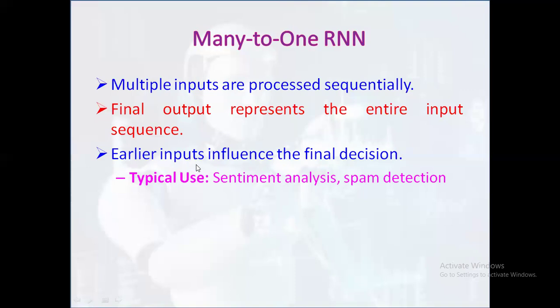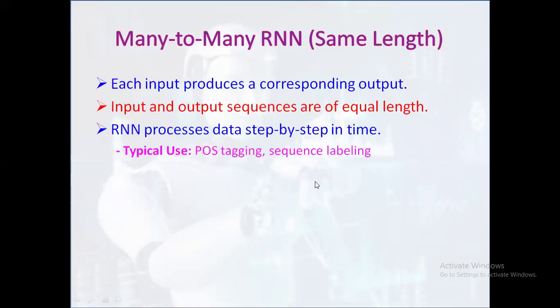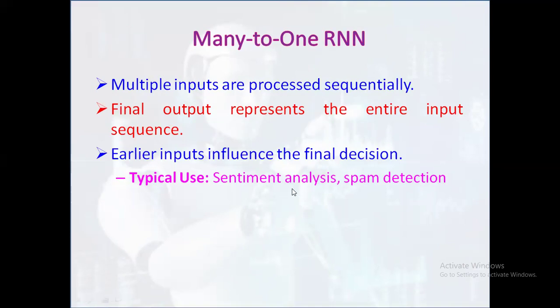Earlier inputs influence the final decision. That means past inputs contribute to the hidden states and influence the final output, making the decision context aware. This architecture is widely used in text classification, such as sentiment analysis and spam detection.